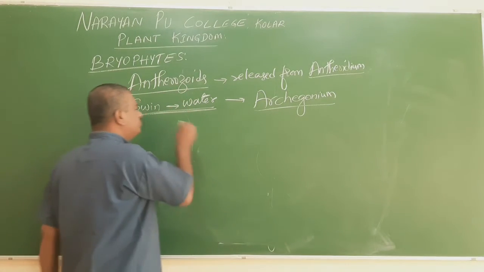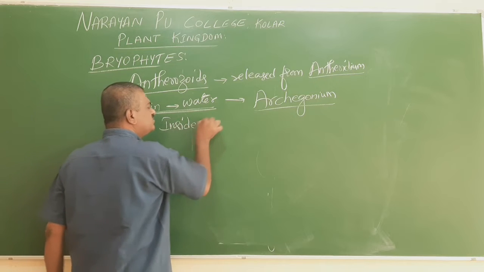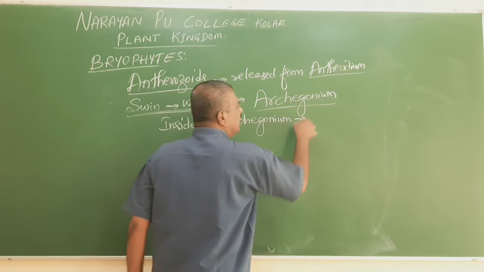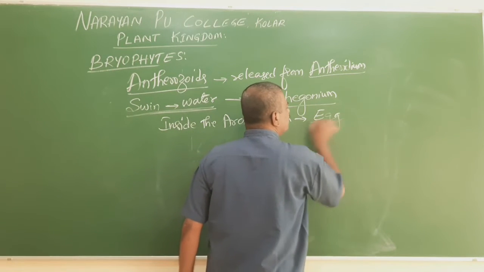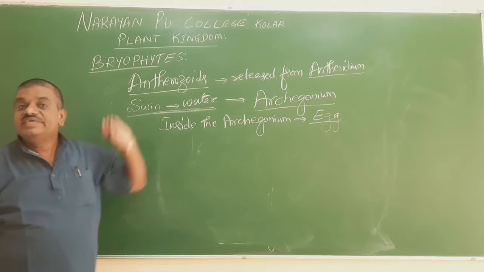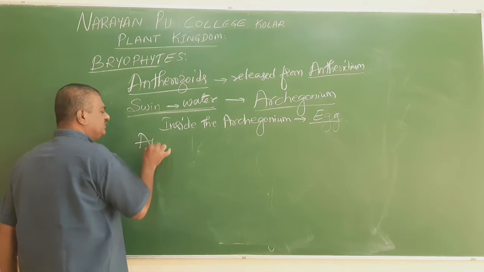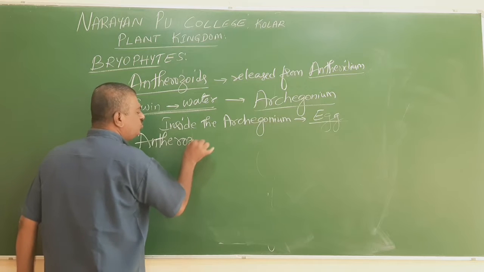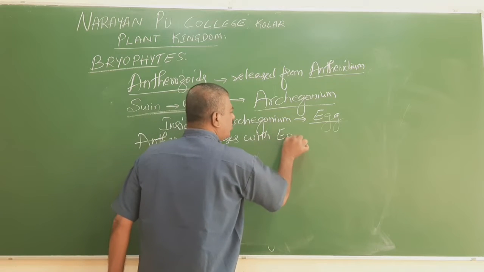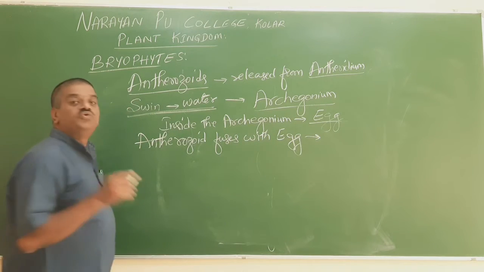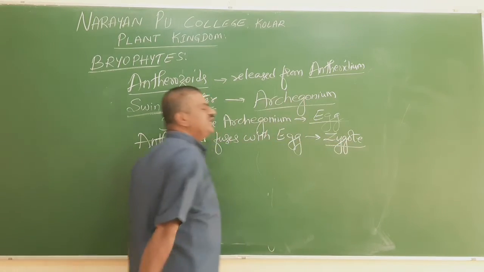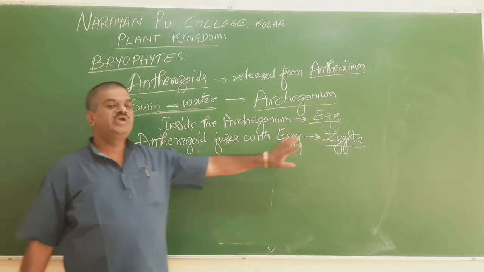They enter the archegonium and reach the egg. So the antherozoids enter inside the archegonium, reach the egg, and fuse with it. The male gamete and the female gamete fuse together to form a zygote.